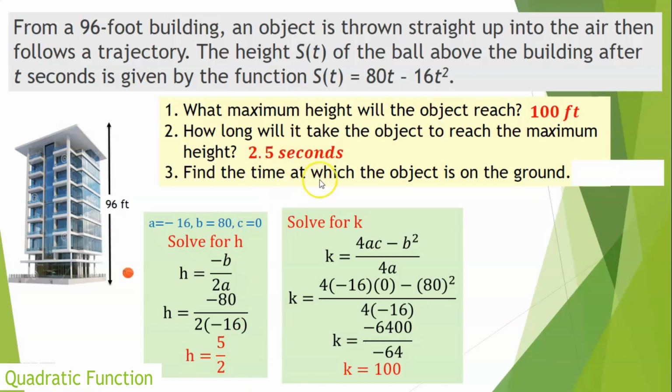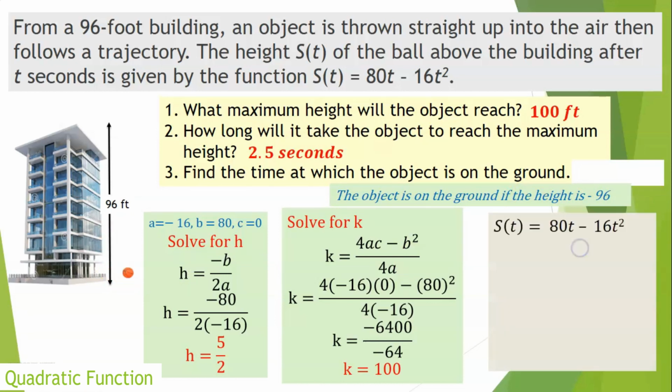Next, find the time at which the object is on the ground. Take note, the ball is on the ground if its height is negative 96, because here the height of the ball is 96 feet. So if we go back to the ground, the height of the ball relative to the building is negative 96, which is 0 height above the ground.